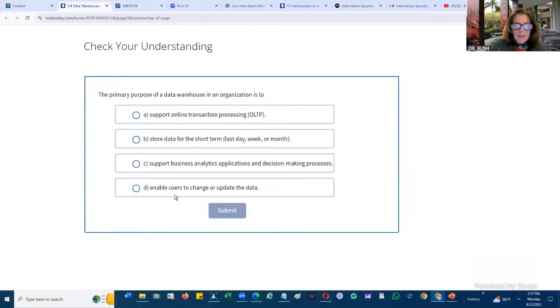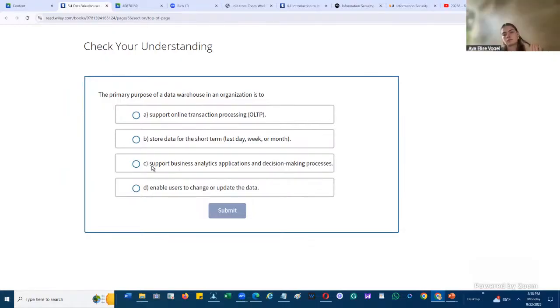So Ava, we just talked about it. That warehouse is not going to be able to change or update the data, right? It shouldn't be short term. This is how I would do the test, right, Ava, right? And not supporting online transactions. It's going to be what? Historical. So what's the best answer?